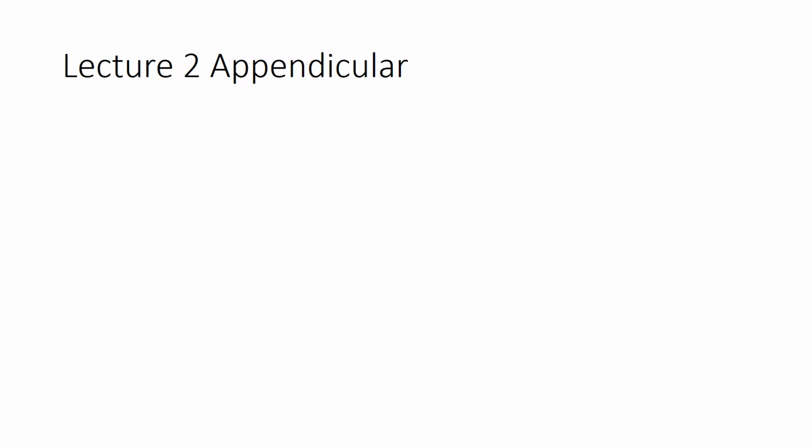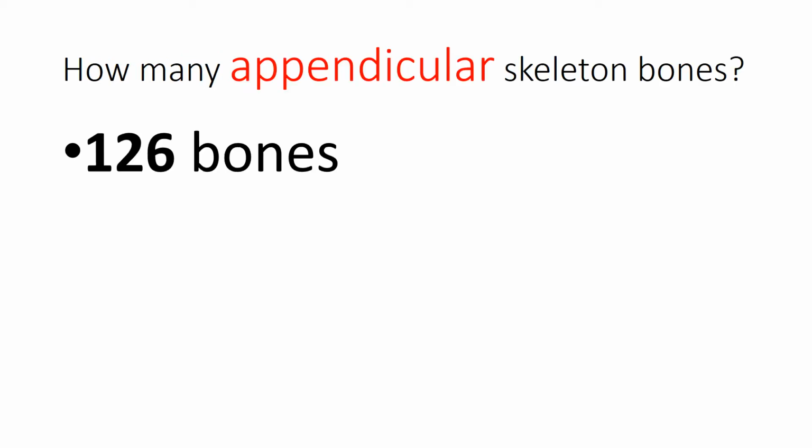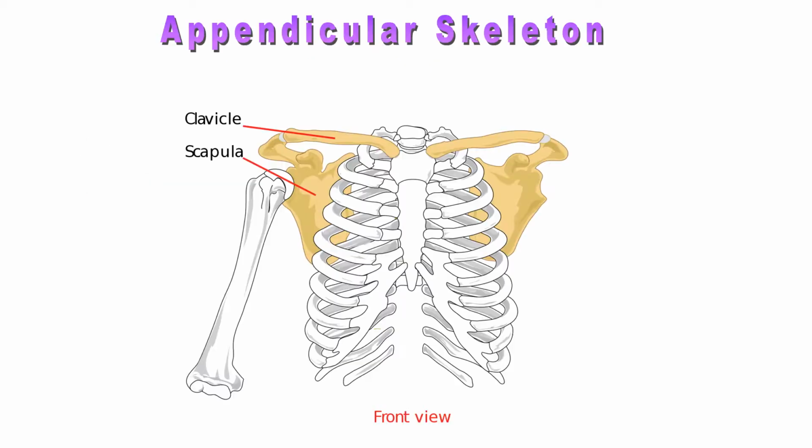Okay, I want to talk about the appendicular skeletal system here. It consists of actually 126 bones, the appendicular. The axial consists of 80 bones, appendicular 126 bones, for a grand total of 206 bones normally found in a human being.